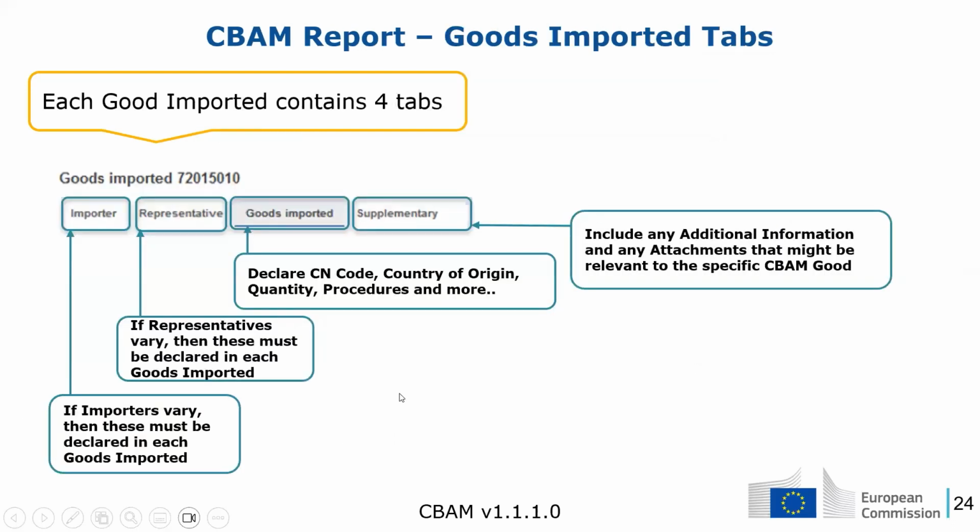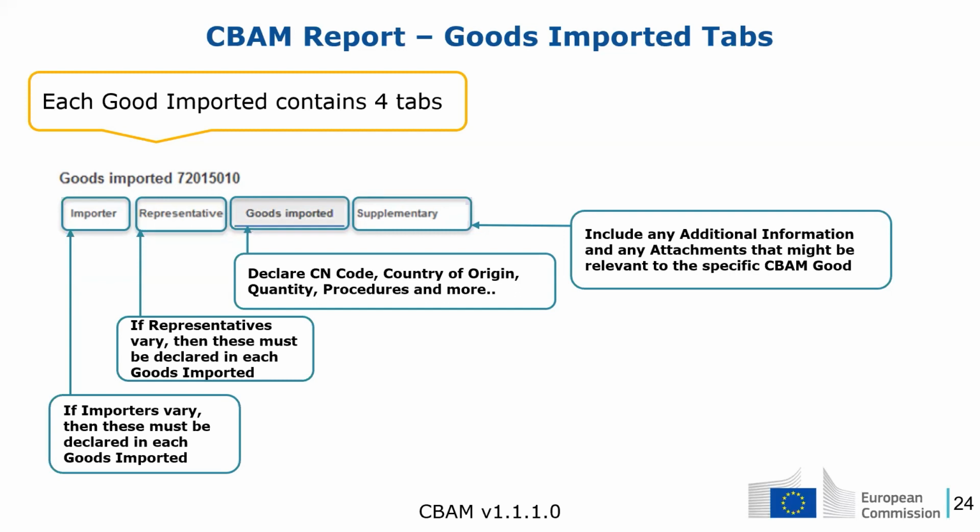Let's move on. Since we have already entered all the information in the header of the CBAM report, and we added a good, in order for us to add the details in the good imported, let's go and see an overview of all the tabs that are available in the goods imported level.